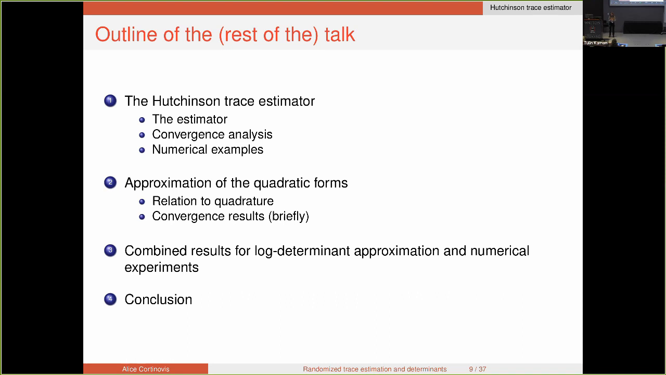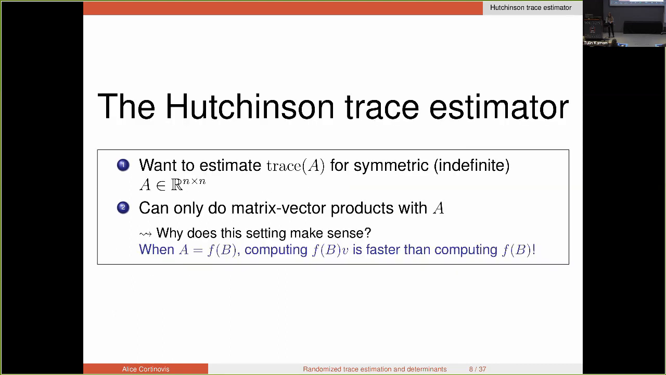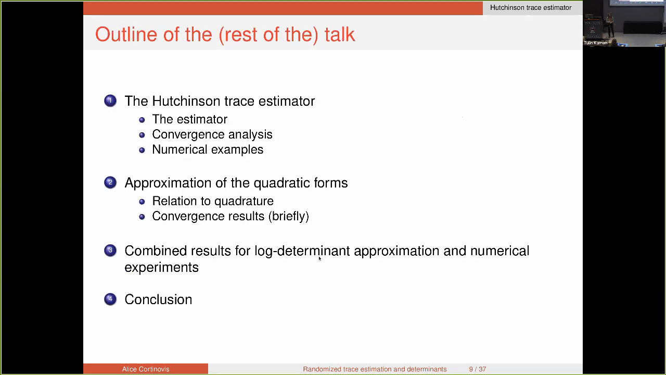Then I will tell you how to compute quadratic forms. Basically, what this Hutchinson trace estimator uses is not really matrix-vector products, but quadratic forms involving f of B times B. So I will tell you how to compute that. And then I will combine the first two parts to get a result for log determinant estimation.